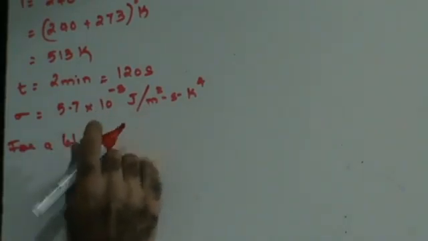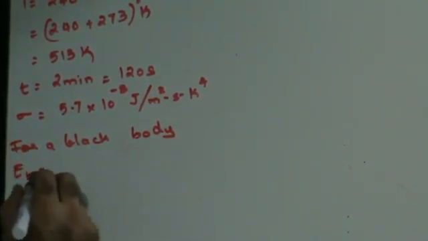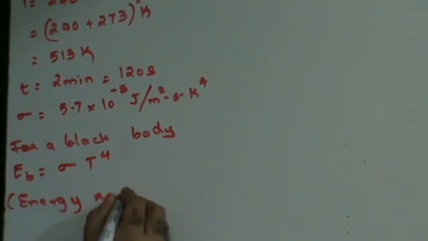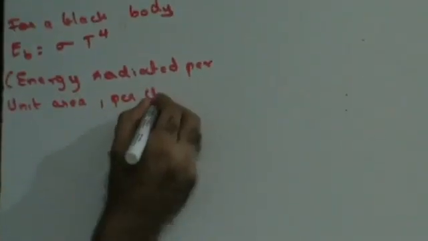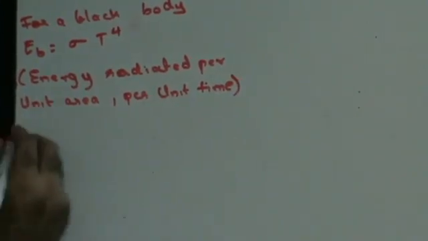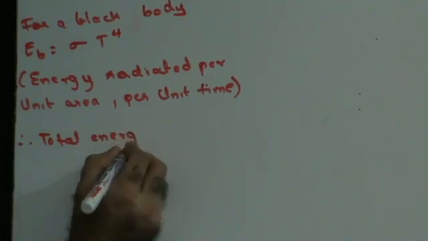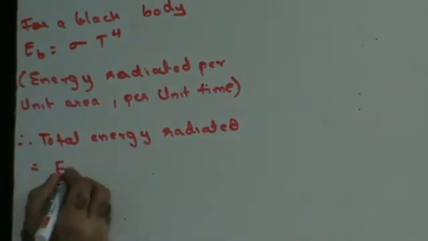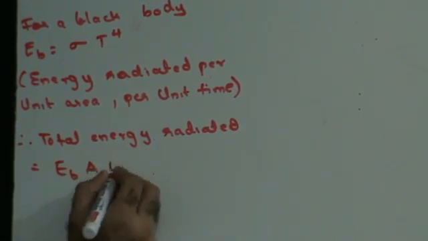Now guys, I can say for a black body, what is the energy radiated per unit time, per unit area? That's the emissive power for a black body. The emissive power of the black body is nothing but sigma T⁴, right? Therefore, I can say that this is the energy radiated per unit area. That's your emissive power. Therefore, I can say that the total energy radiated should be emissive power per unit area, so you multiply by area, per unit time, so you multiply it by time.